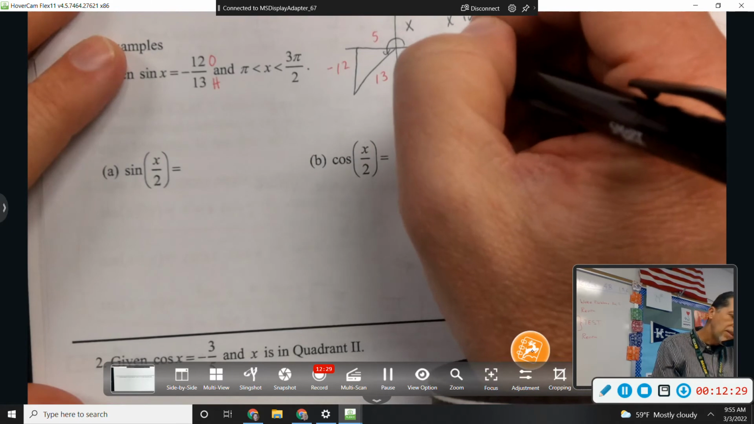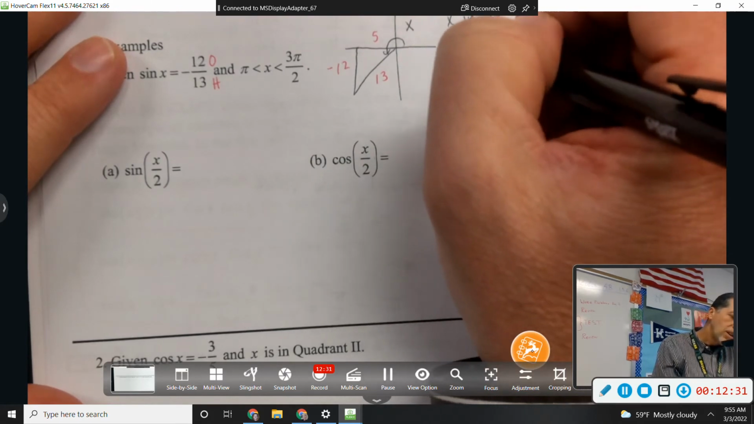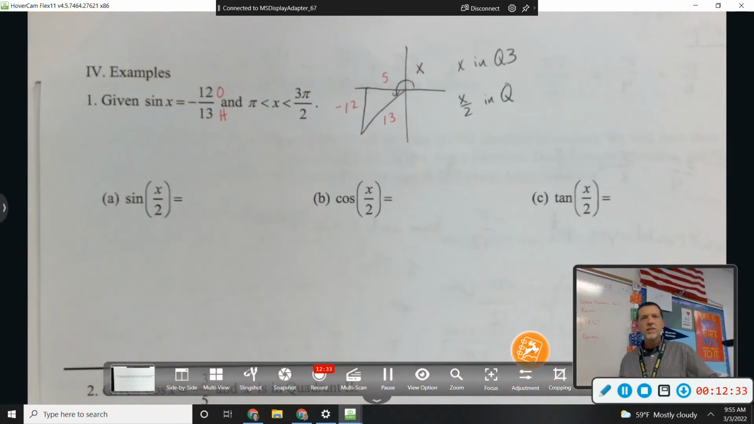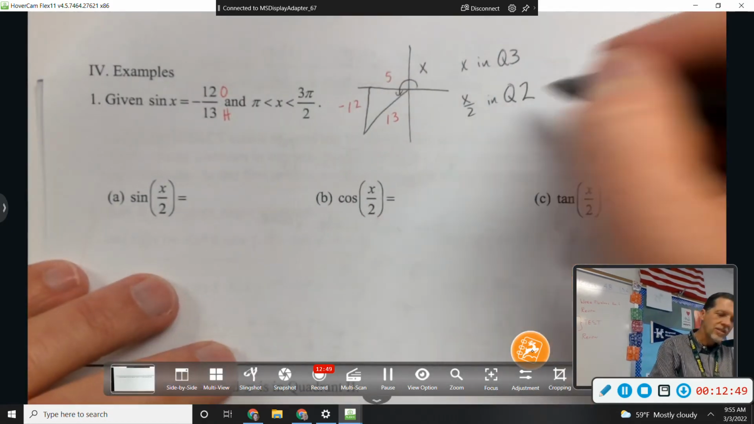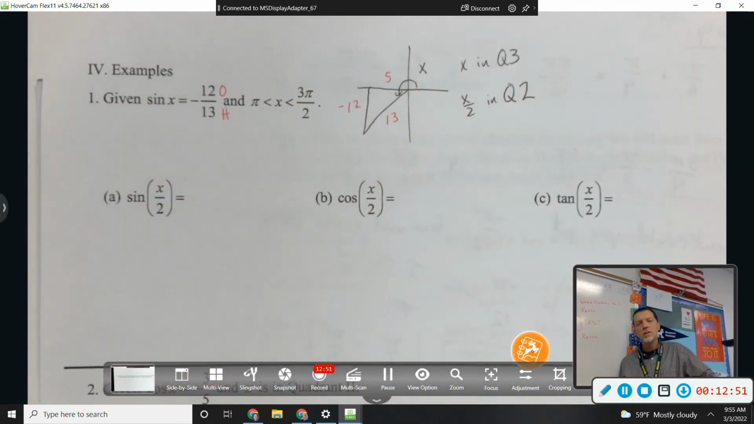That means x over 2 is in which quadrant? X is in quadrant 3. If I divide that by 2, what quadrant do I get? Quadrant 2. Quadrant 1.5, which is not really a thing, but quadrant 2. So x over 2 is in quadrant 2.